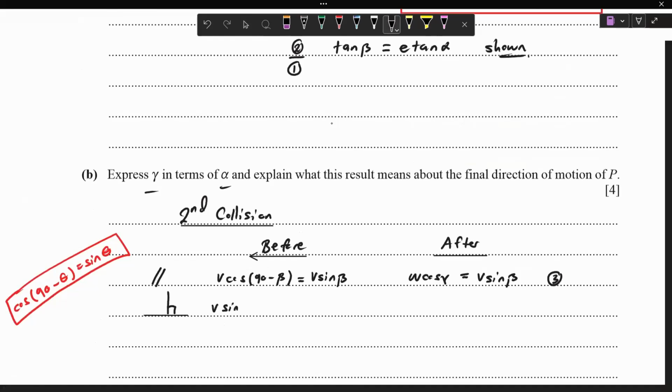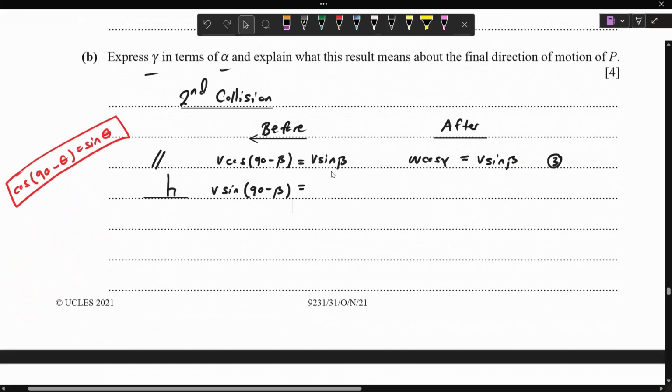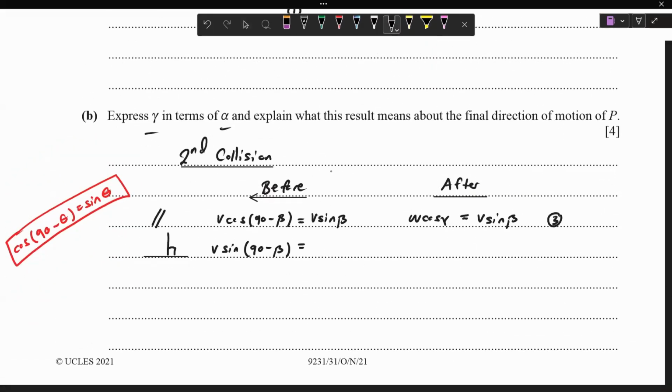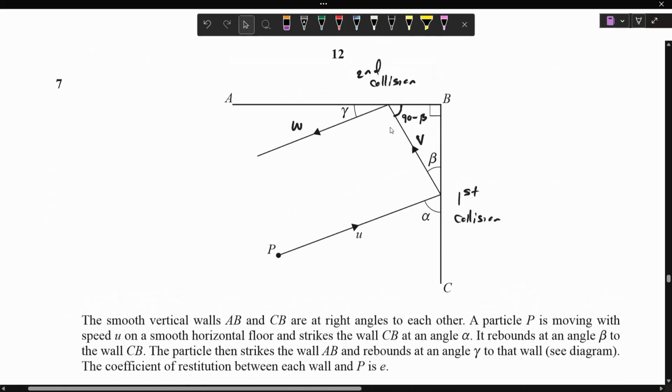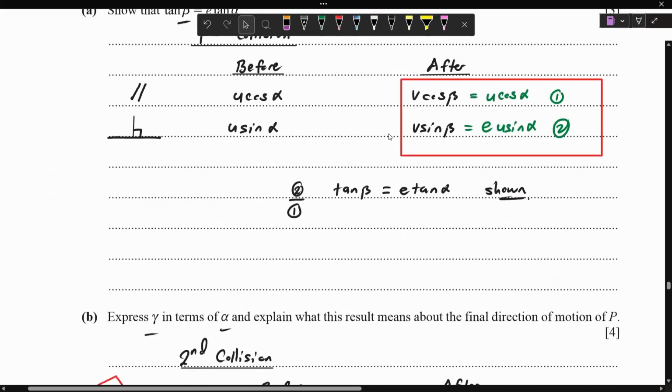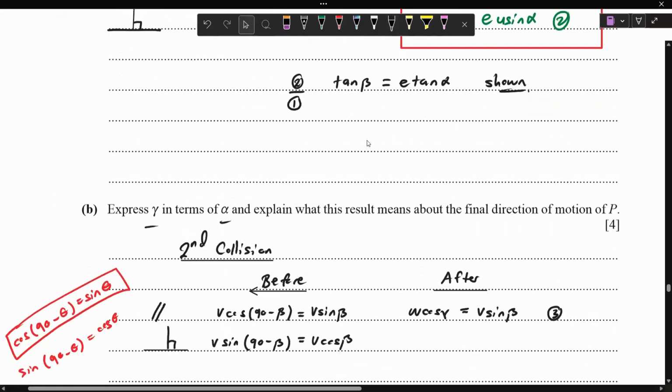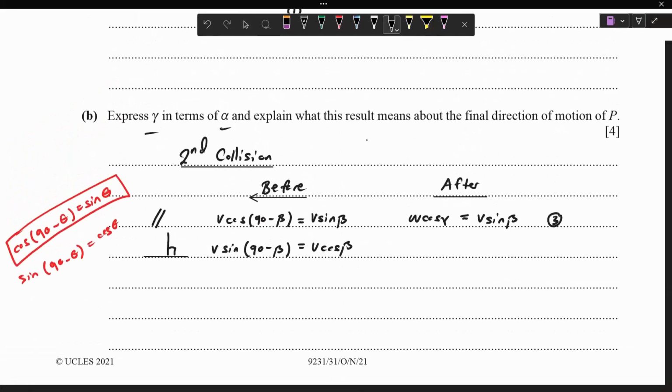So V sine(90 minus beta) is equal to, and since sine of 90 minus beta, you need to know this rule again: sine of 90 minus theta is the same as cos theta. So this is the same as V cos beta. All right. And then for after collision, the component will be W sine gamma.